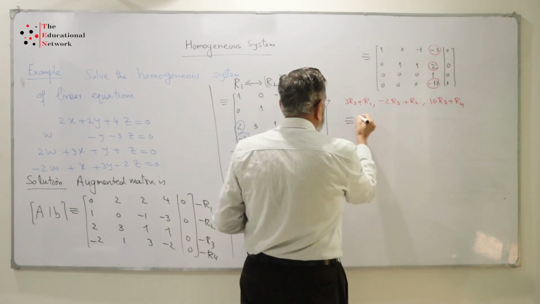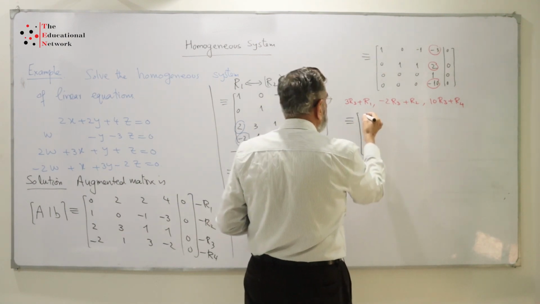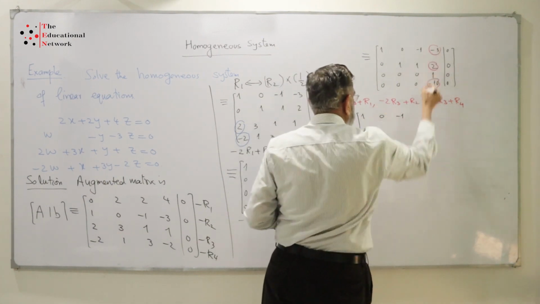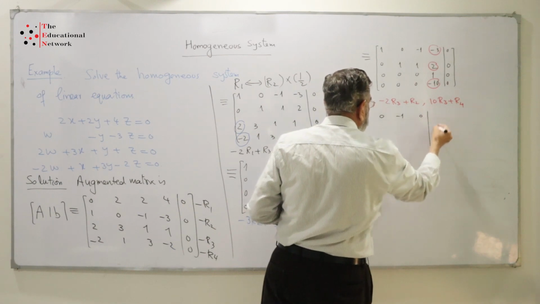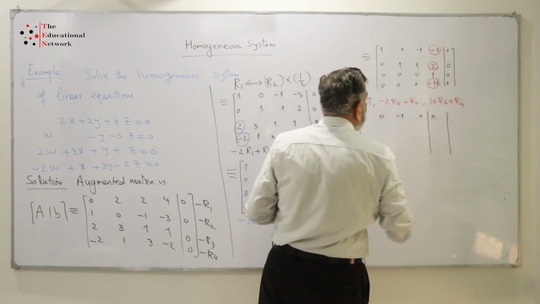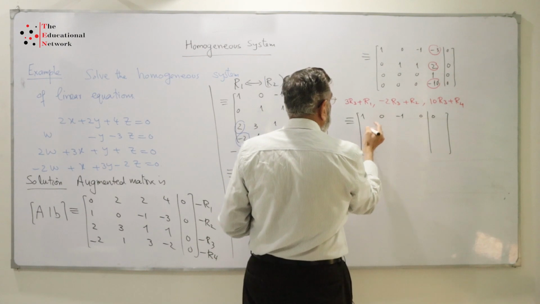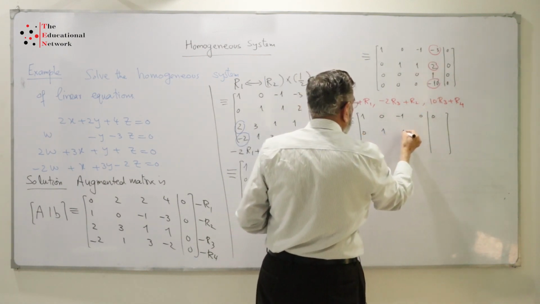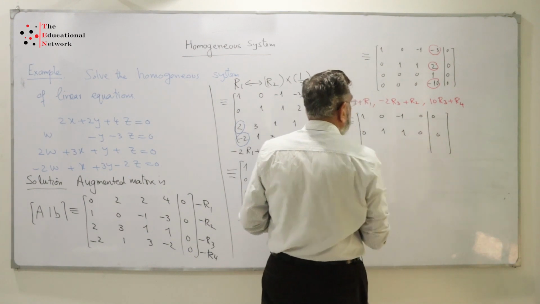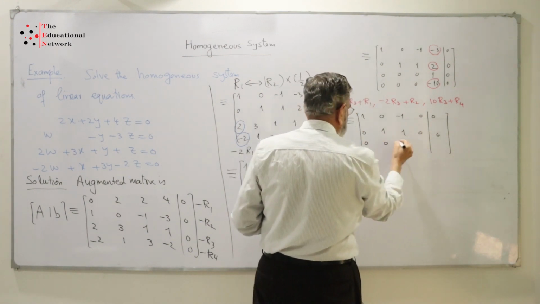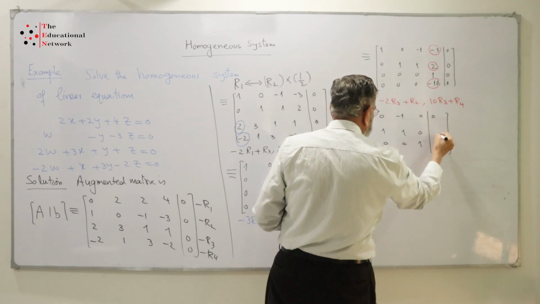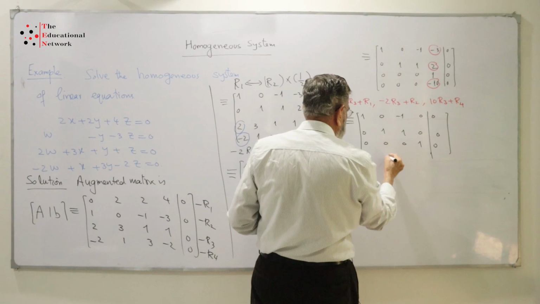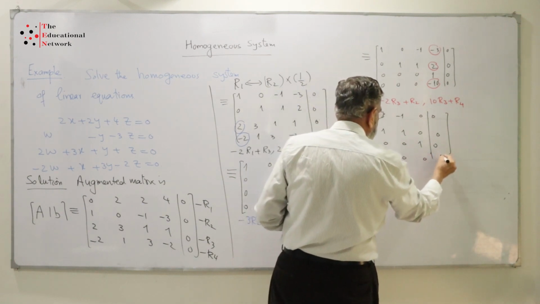The new augmented matrix is here 1, 0, minus 1. Multiply by 3, 3 plus 3 will be 0, and 0 plus 0 is equal to 0. The second row we keep the same. We multiply the third row by minus 2 and add it to this one. We get here 0, 1, 1, 0, and 0. Then this third row is our main row, on which we have the operation. And the last row, multiplied by 10, gives 0, 0, 0, 0, and 0.